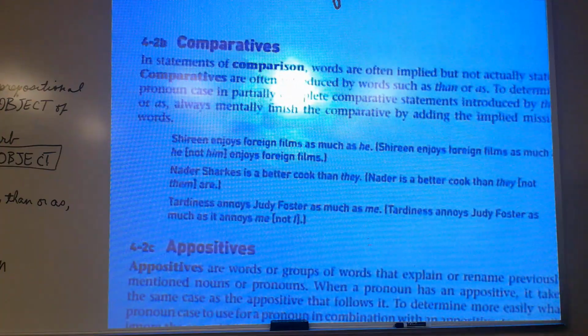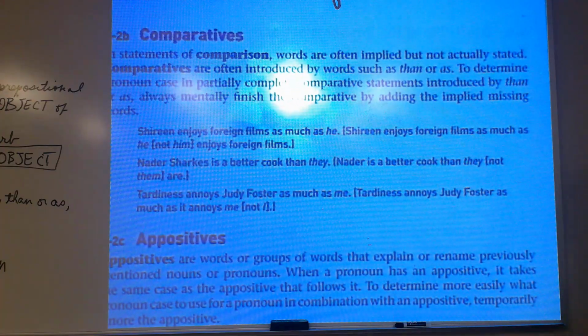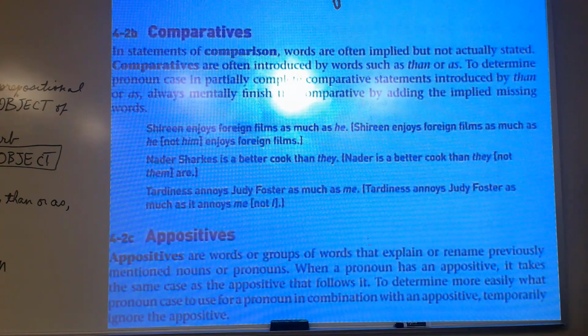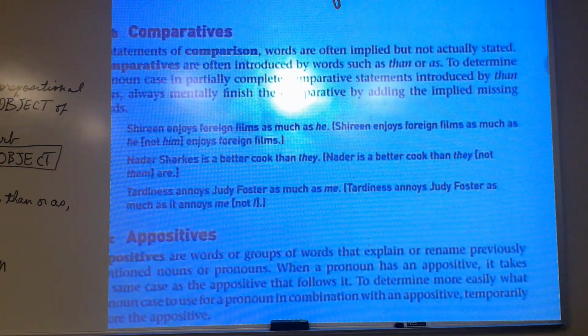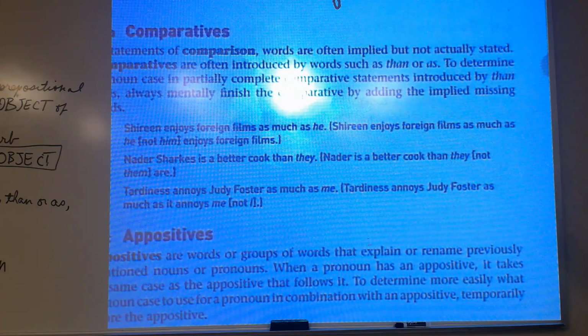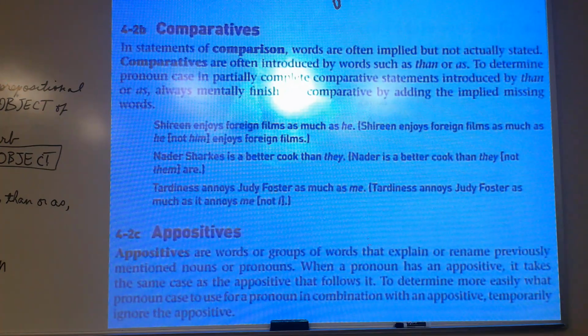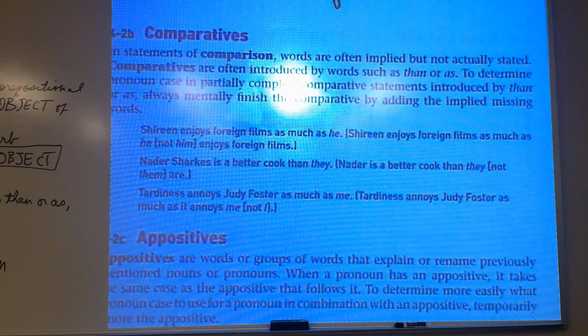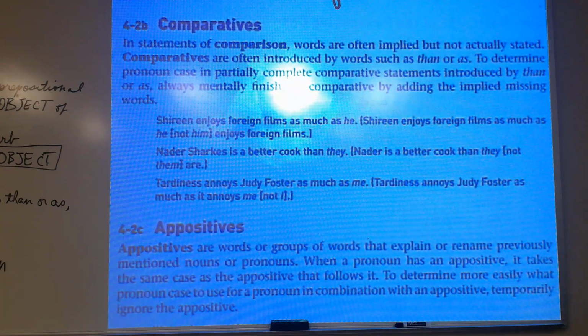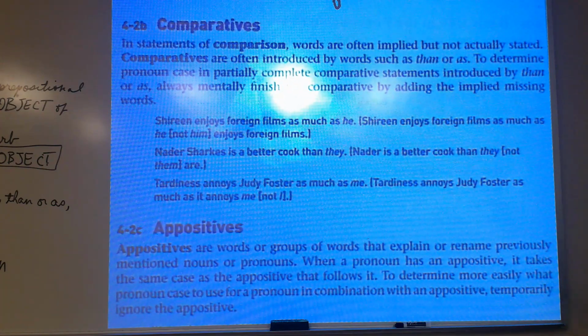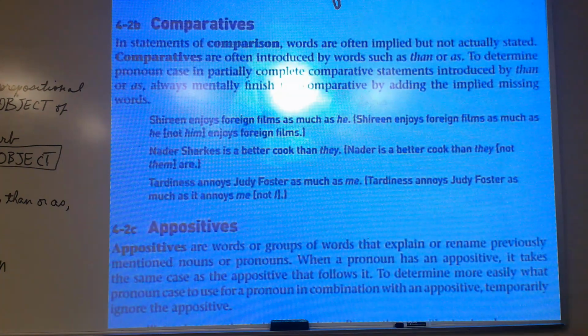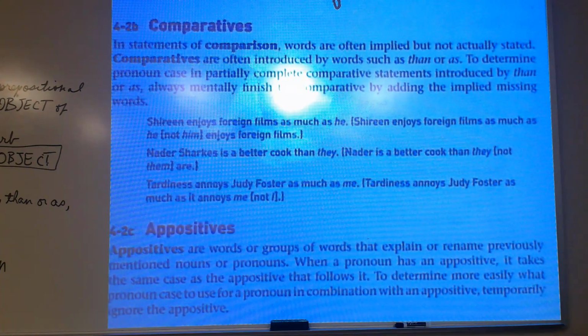Exactly. Here are some comparatives. In statements of comparison, words are often implied but not actually stated. This is that than or as statement. Comparatives are often introduced by words such as than or as. To determine the pronoun case in partially complete comparative statements introduced by than or as, always mentally finish the comparative by adding the implied missing words.